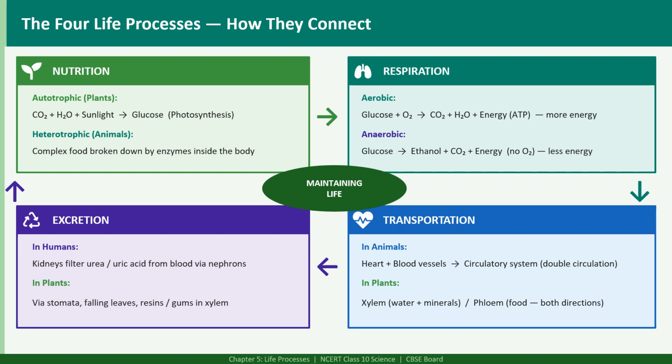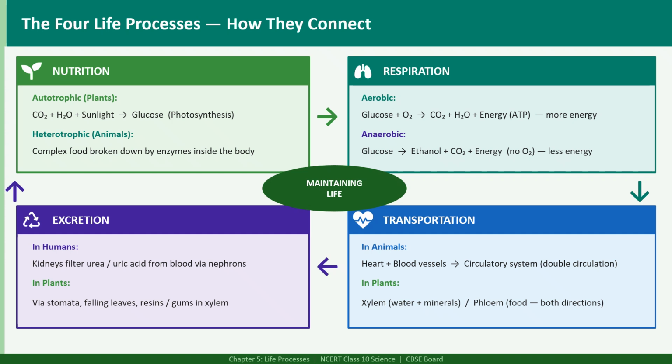In plants, xylem plays a very important role. It helps in the transportation of water and minerals. It is unidirectional, always going in only one direction. And then phloem. Phloem helps in transporting the food. It is bidirectional, so it goes in both directions. So now transportation is over and then everything is given out.